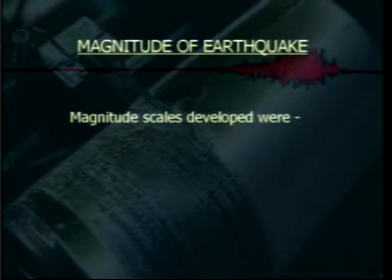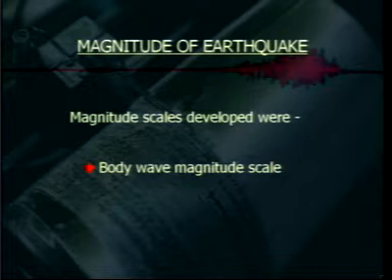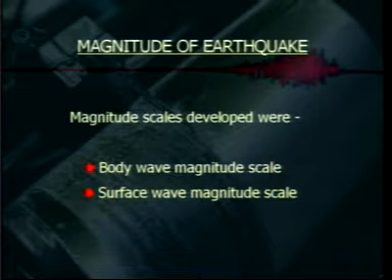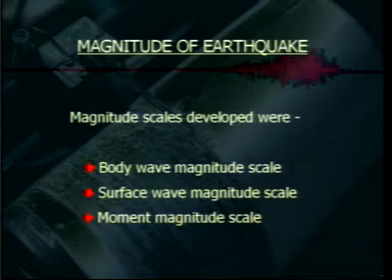Different magnitude scales were developed later, but they were all calibrated to the Richter scale. The magnitude scales developed were basically the body wave magnitude, the surface wave magnitude, the moment magnitude, and now most of the earthquakes are given in moment magnitude scale.